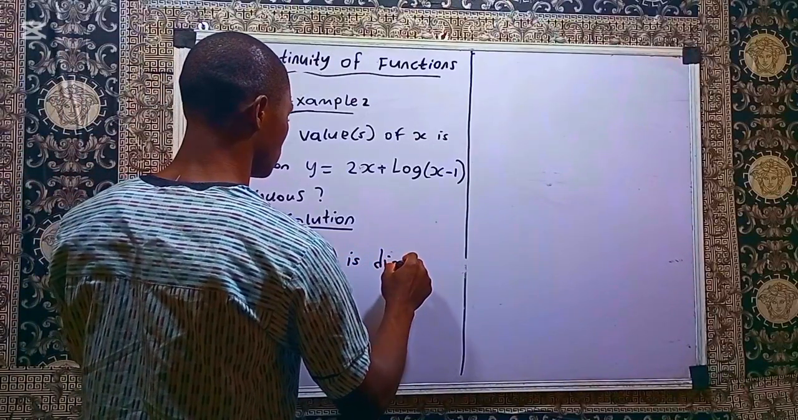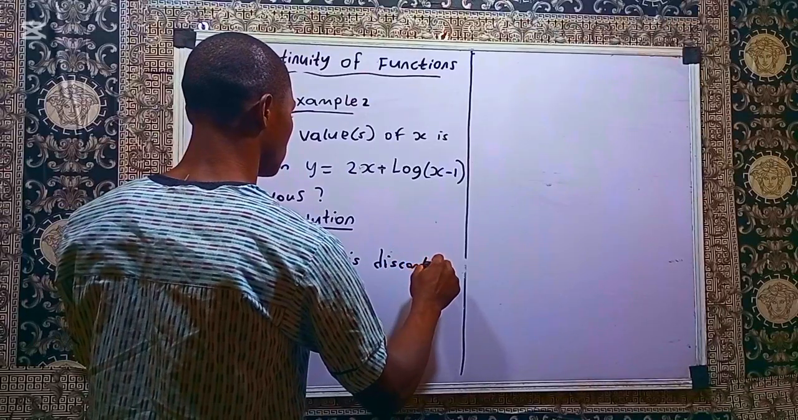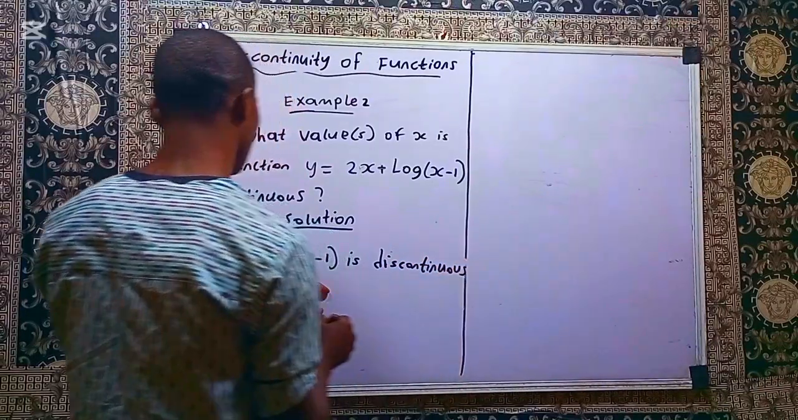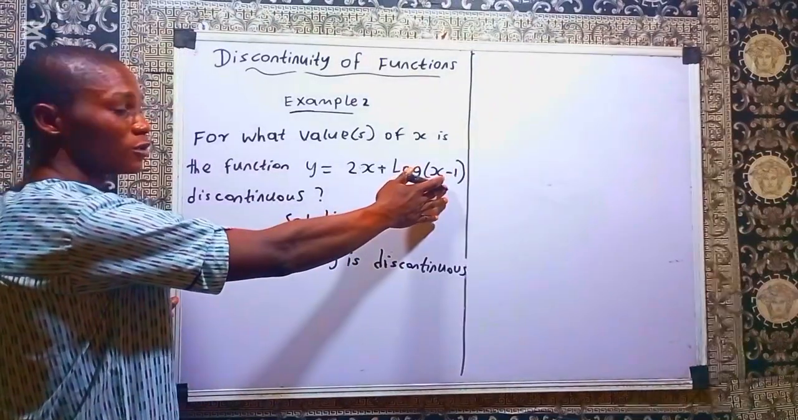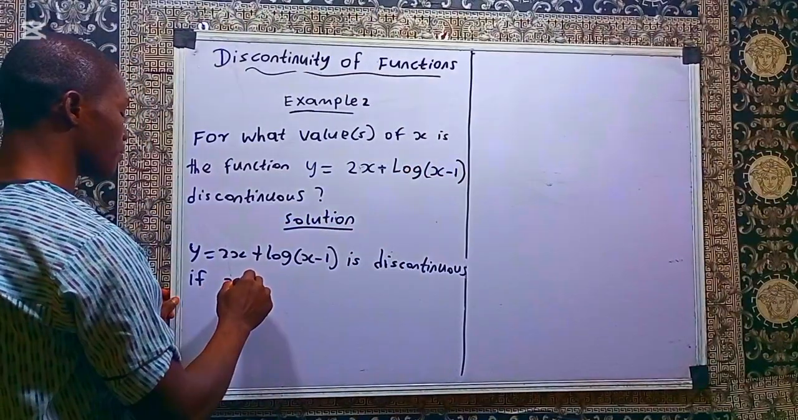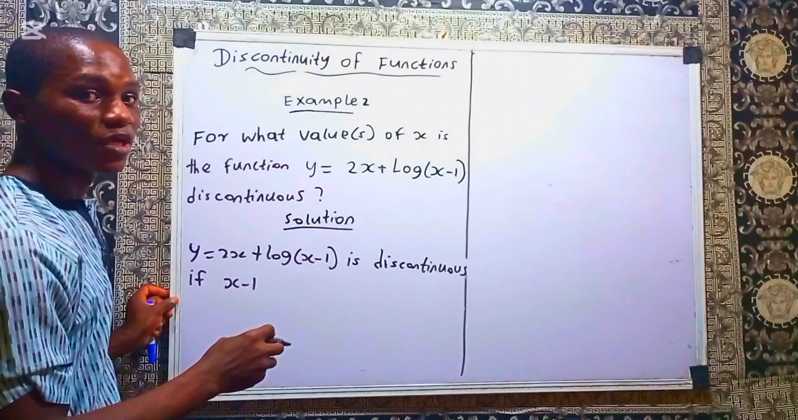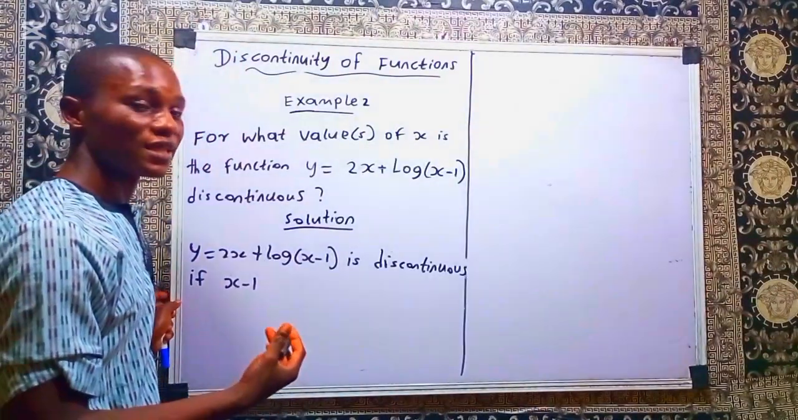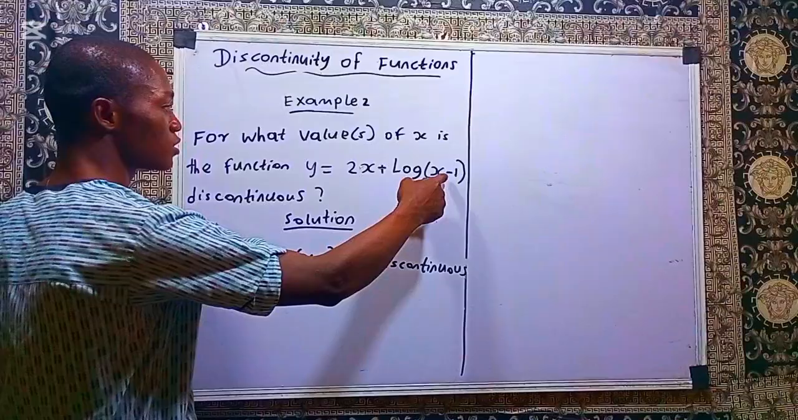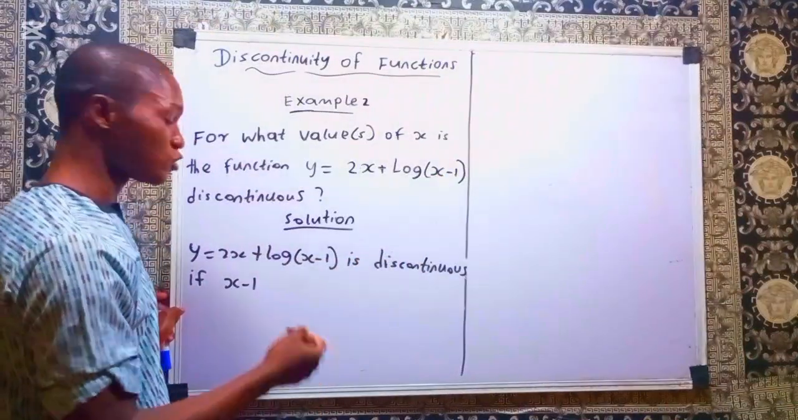discontinuous if what is inside the log is what? If x minus 1 is negative. So if you want to say that something is negative in maths, you say that it's less than 0. So if this quantity is less than 0, it is discontinuous.